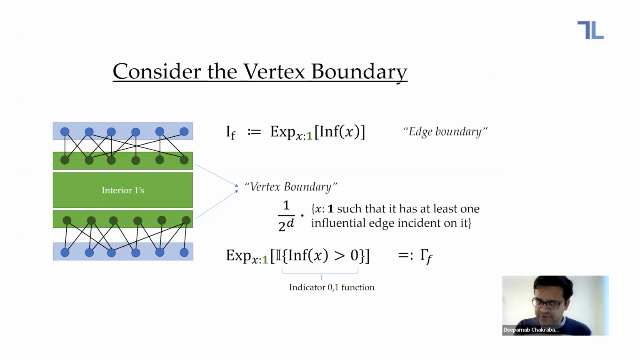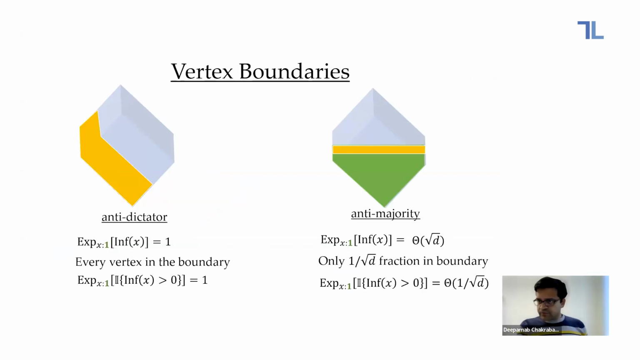Is there any question about this vertex boundary? Is it clear? The vertex boundary is basically all the green vertices that have at least one edge coming out of them, and I'm still in the undirected world. To put this in context, in the anti-dictator, every vertex is in the vertex boundary, because every vertex has one edge going to the blue zone. So although the number of edges was low, the expected influence was constant, 1, and the expected size of the vertex boundary was large. That was also theta 1, maybe half or something.